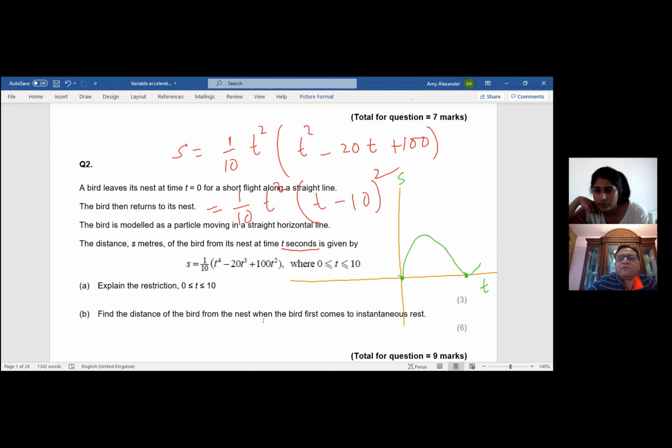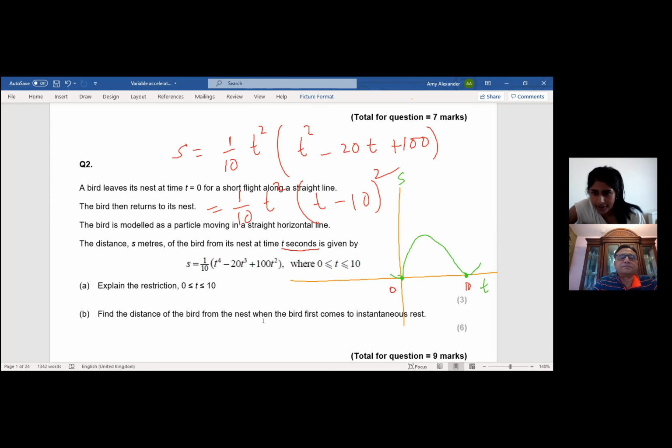That means the curve was kind of like this. But we are not thinking about what happened before, correct? You can't have negative time. That becomes a quadratic equation itself, correct? You get an idea, right? So this is how we should visualize. This first thing is to visualize what we're trying to do, correct? Now the question is, find the distance of the bird from the nest when the bird first comes to instantaneous rest. What does that mean?